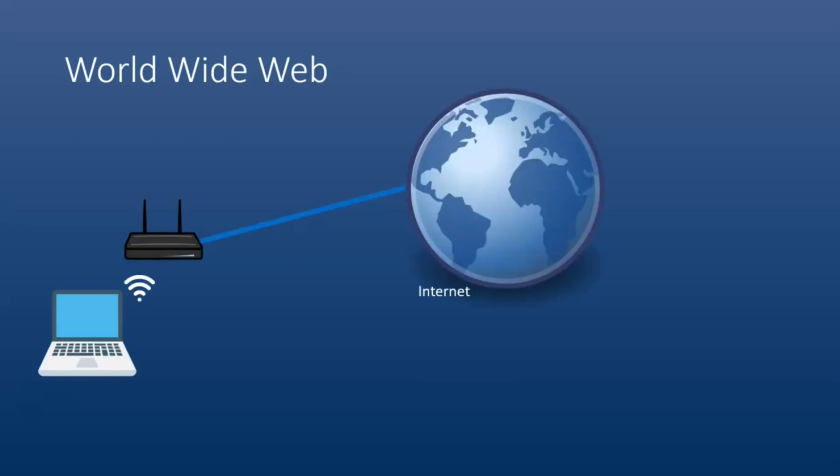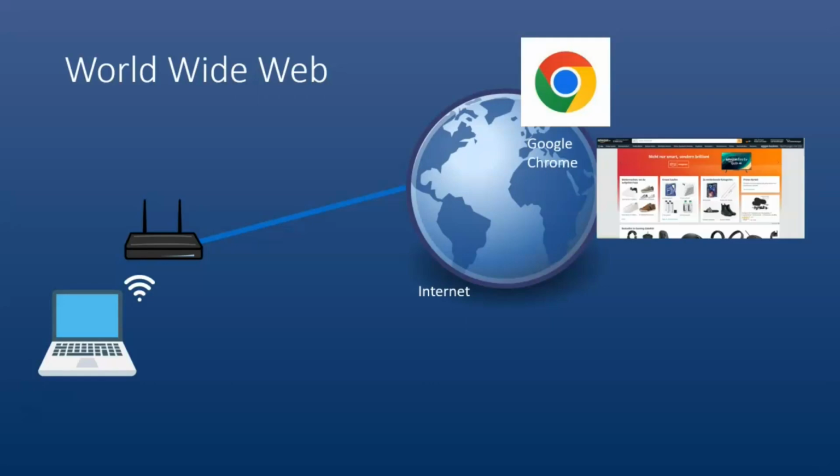WWW stands for World Wide Web. It is mostly equated with the internet. The World Wide Web consists of millions of web pages, which in turn can contain text, images, videos, audio files, and hyperlinks, and can be viewed with web browsers.